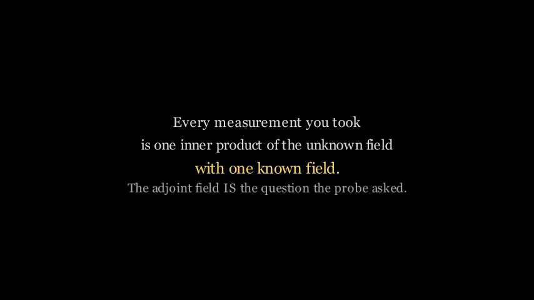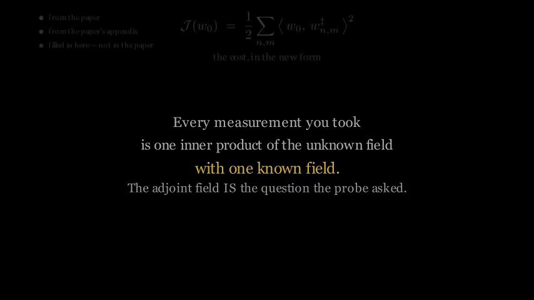Stop and look at what that says, because it is the sentence worth taking away from this whole video. Every measurement you have is one inner product of the unknown field with one known, precomputable field. The adjoint field is not a step in an algorithm. It asks the question that probe asked of the flow. With that substitution, the rest is bookkeeping.